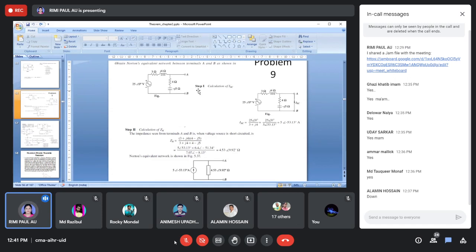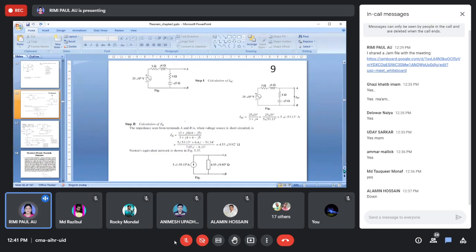So if we get ZN, then the equivalent network will be ISC in parallel with ZN, and here it will be ZL. If you want to find IL, you can apply the current division rule and find IL. A simple thing, but here it's a short circuited path. Now if I solve the problem and find the current of this branch, you can see that the total current will flow through this path because it's a short circuited path.